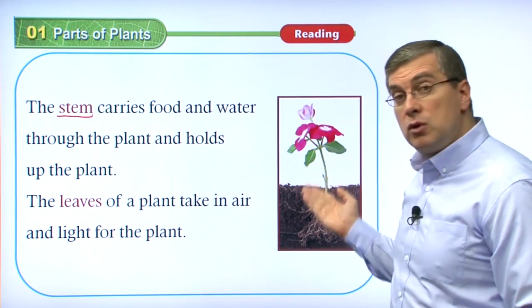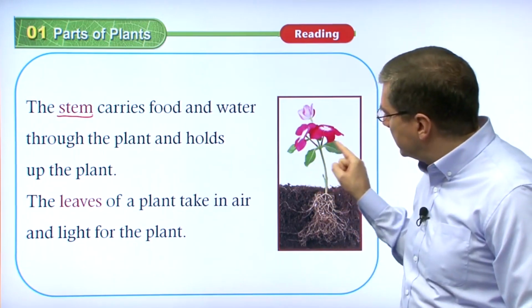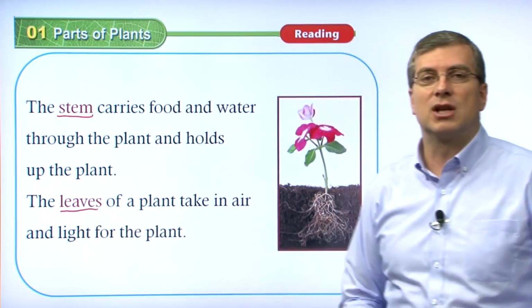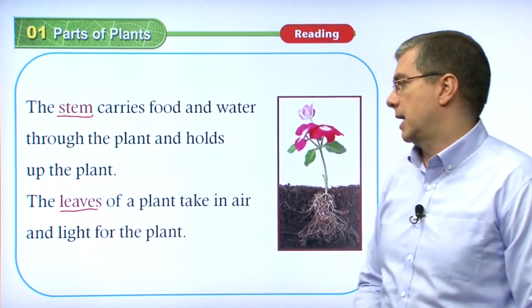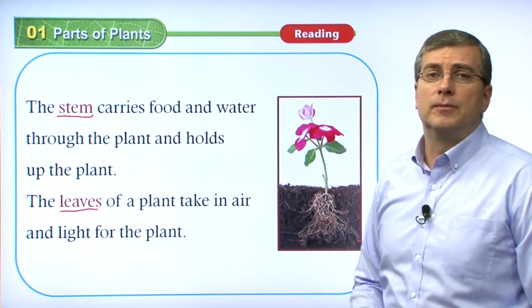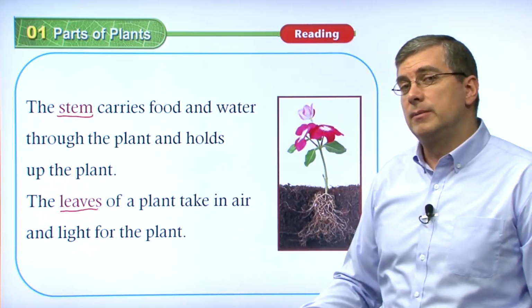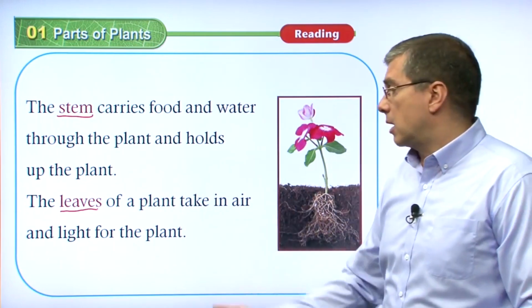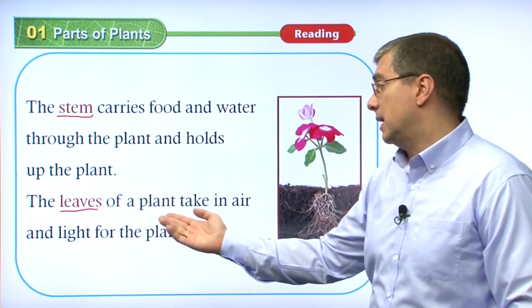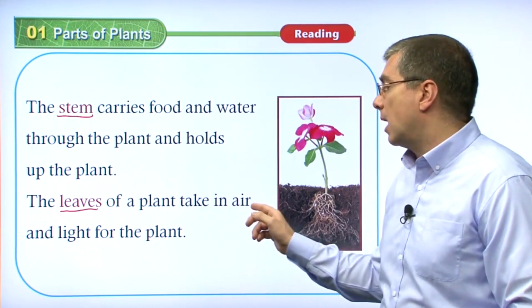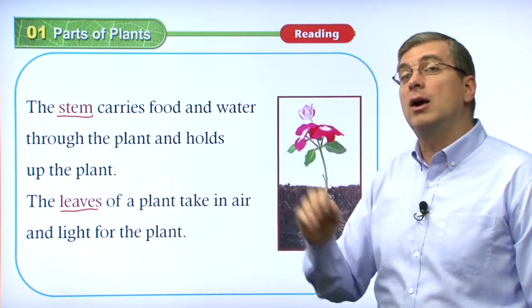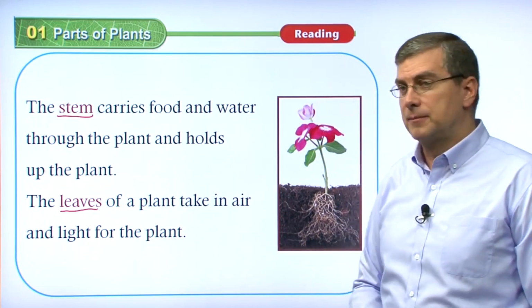The next part, moving up, what's the next part? We can see that they are the leaves. Remember pronunciation, leaves. Okay, so the leaves, what do they do? We've talked about what the roots do. We've talked about what the stem does. Now it's time to talk about what do the leaves do? What do? They take in air and light for the plant. So the leaves take in air and light for the plant.